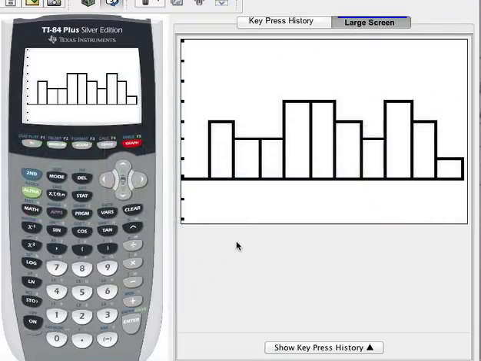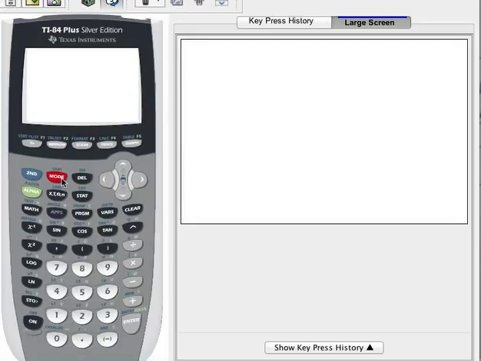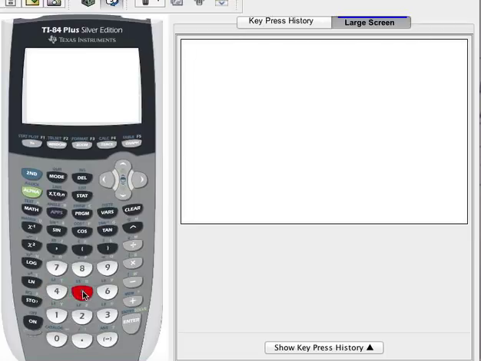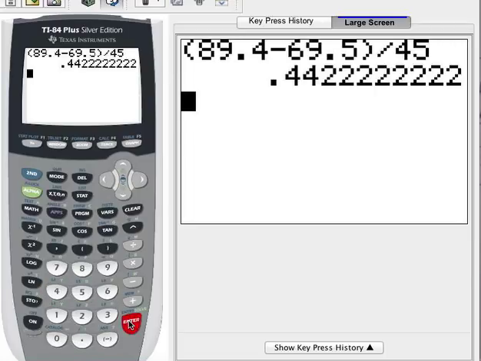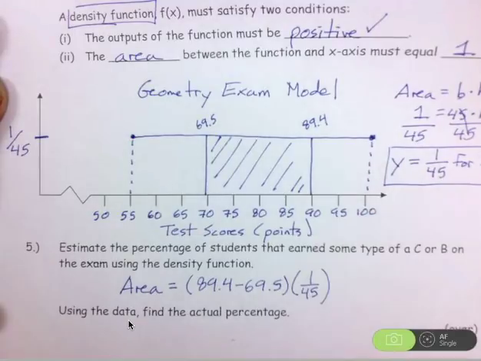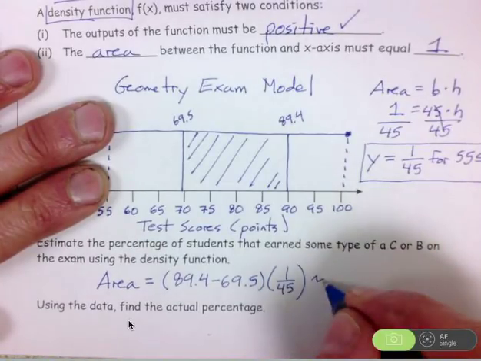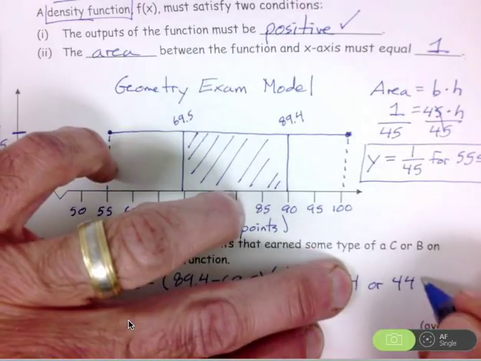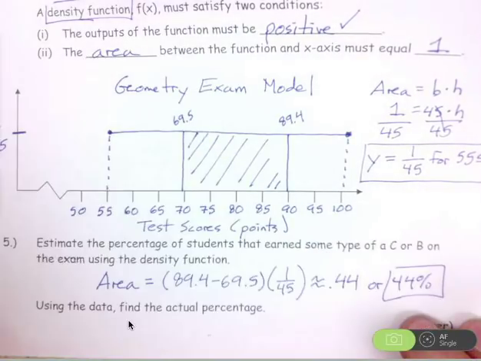If you go to your calculator, we'll go to the home screen, press second mode. So I'm going to take the 89.4, subtract the 69.5, and then multiply by 1 over 45. That's the same as dividing by 45. So that gives me about 44%. We'll round this to 0.44 or 44%. But we can actually use the data to find the actual answer.